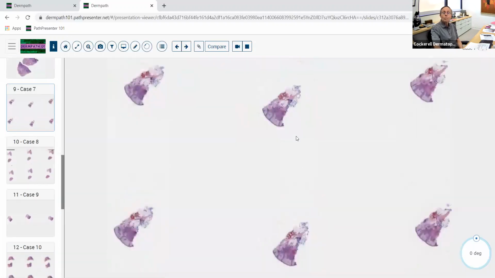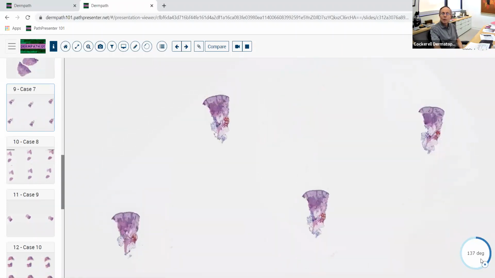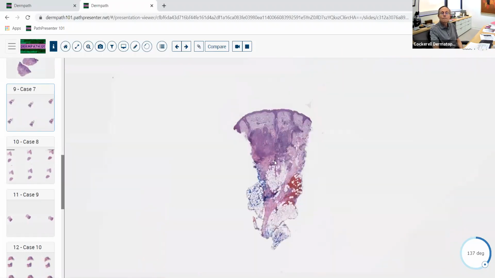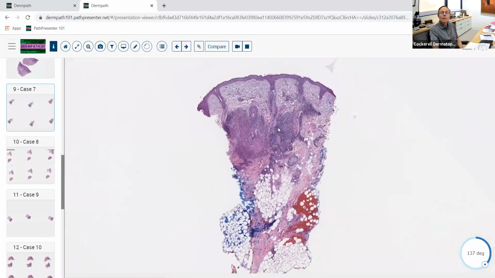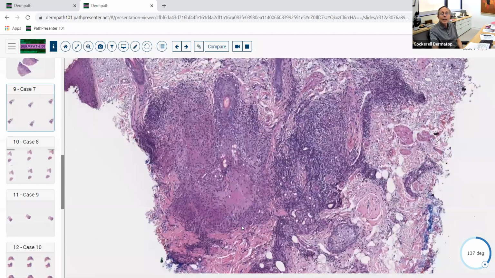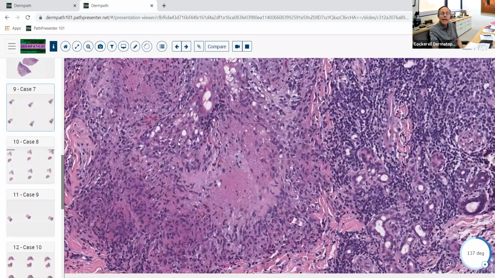Okay, another pattern. And this is one of the more common biopsies that we get. The reason we get it is because somebody wants to rule out lupus. This is taken from the face. It's got a perifollicular granulomatous inflammation with some lymphocytes. And maybe in this area, yes, we have a nice example of tuberculoid granulomatous inflammation.